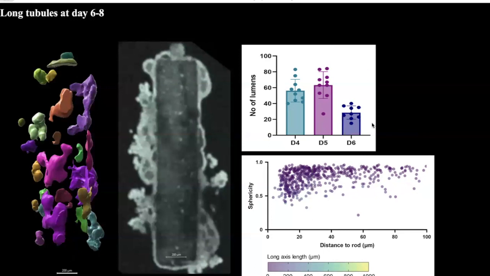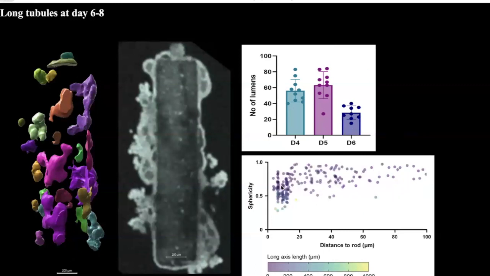Now, if you wait even longer, at day 6 and onwards, what you see is a complete change in the morphology of the lumens. You see far fewer lumens on the rods, but now they are very elongated, very long. Of course, a few remain round and far away from the rod, but those very close to the rod really are much, much longer and very elongated. So that we can quantify and follow in detail.